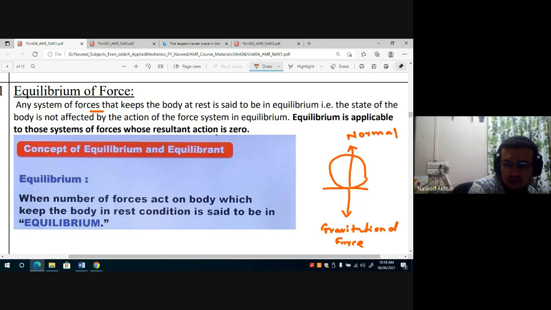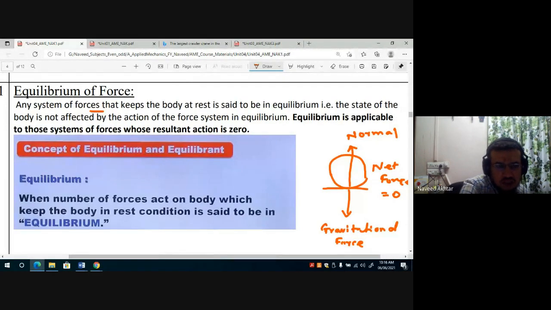Because though these two forces are equal, the net force on the ball is zero. That's why it is not moving. So that is called the state of equilibrium, or condition of equilibrium. So this is the concept of equilibrium.